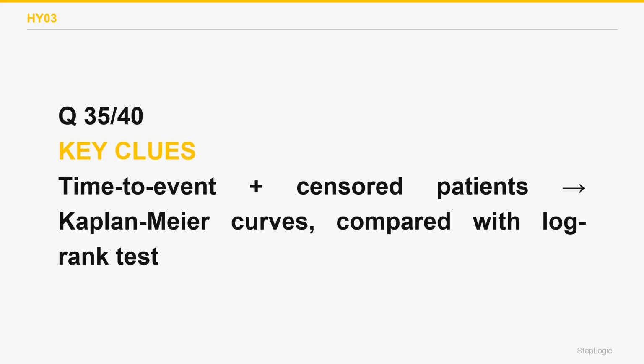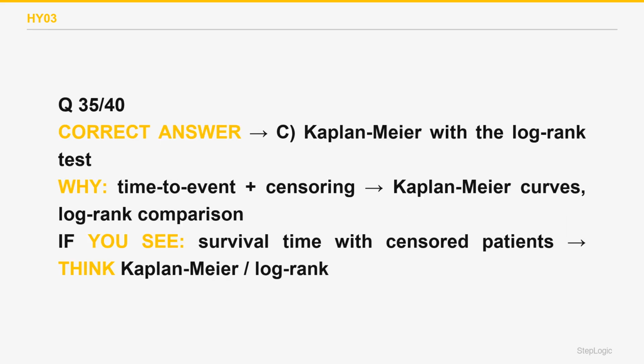Patients still alive at study end are analyzed with Kaplan-Meier survival curves, and two curves are compared using the log-rank test. These methods properly handle censored observations, which ordinary tests cannot, by using each patient's follow-up time up to the point they are lost or the study ends. The correct answer is C.